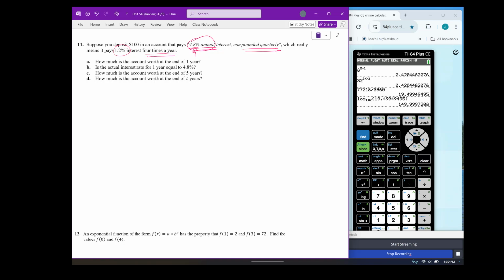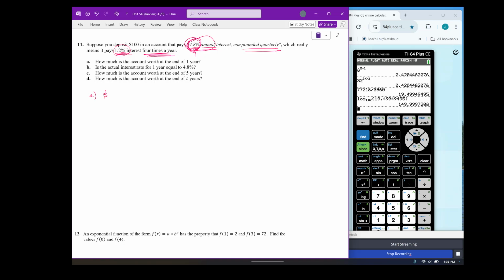I don't know if you remember this, but the more frequently you break up that 4.8% and compound throughout the year instead of just once at the end of the year, the better it is for your money. So doing 1.2% four times a year ends up being better than if you did 4.8% once a year, as long as you're talking about making money and not borrowing money where that's the interest you're paying on it, right? Okay. So how much is the account worth at the end of a year?